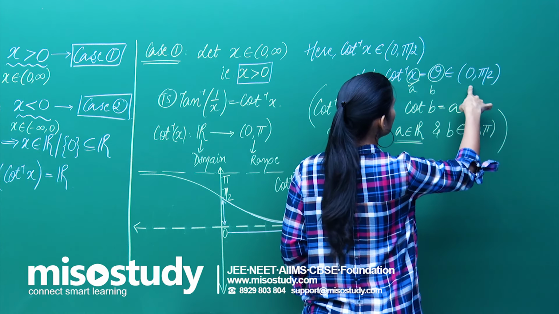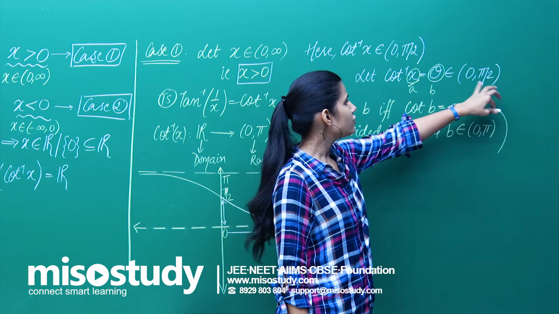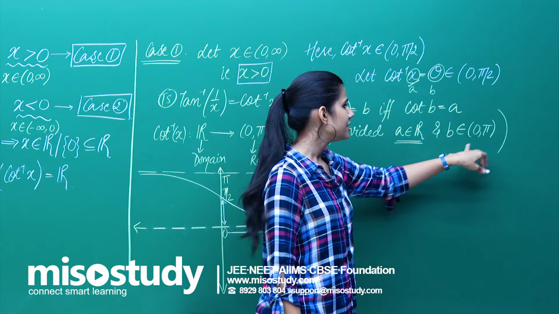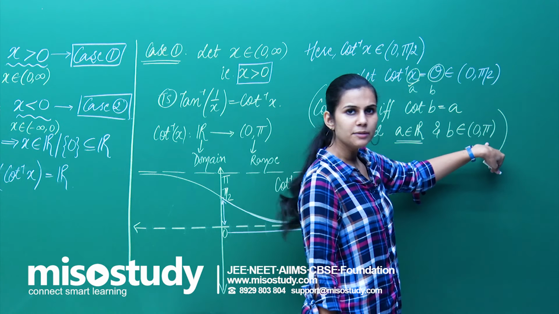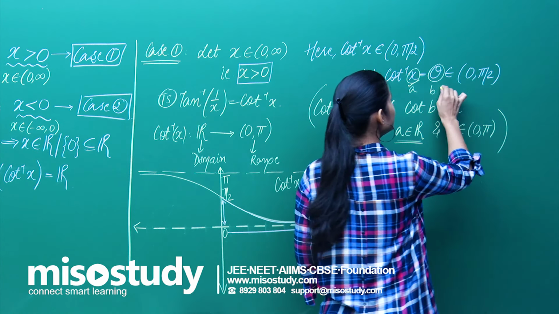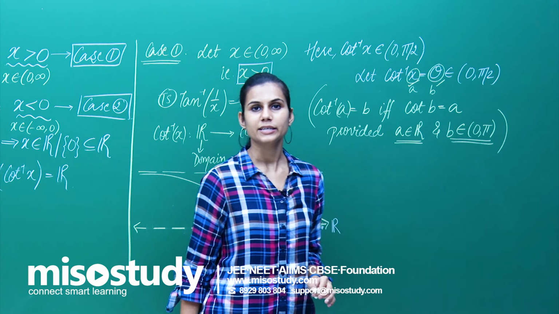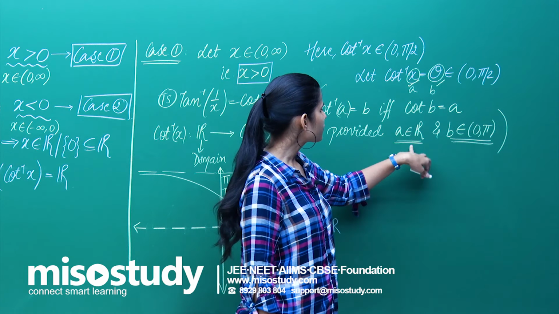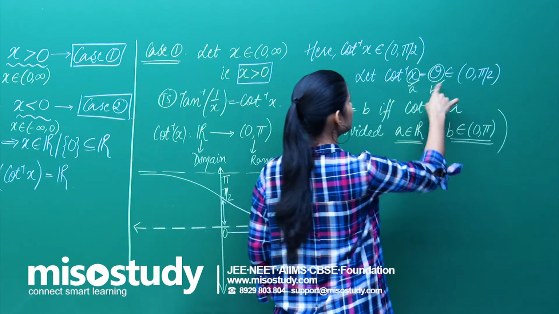If I talk about B, B is in 0 to pi by 2. Now 0 to pi by 2 is contained in 0 to pi. If an angle is ranging from 0 to pi by 2, clearly it is going to be less than pi also. So less than pi by 2 means less than pi. Therefore, if B is coming from 0 comma pi by 2, it is coming from 0 comma pi as well. And therefore, if A comes from the collection of all reals and B comes from 0 comma pi, then cot inverse A equals B can be written as cot B equals A.